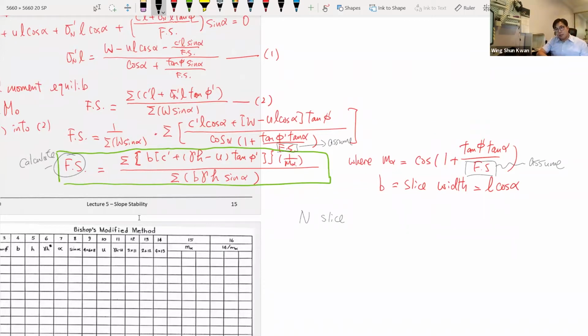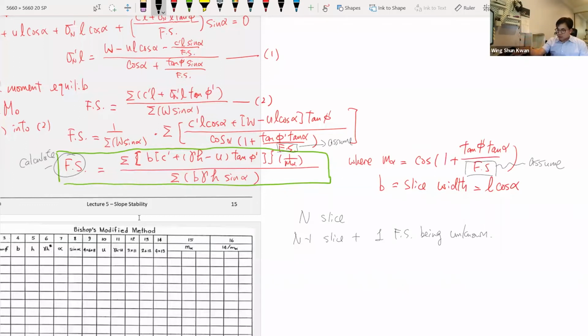Which means you need to have n equations to solve for the n unknowns, because each of them has an internal force that is unknown. But you only have information for n minus 1 slices plus 1 factor of safety as unknowns. So you have more unknowns than equations to solve for. That's why at the end of the day, you need to assume a factor of safety first, and then you solve for the answer.